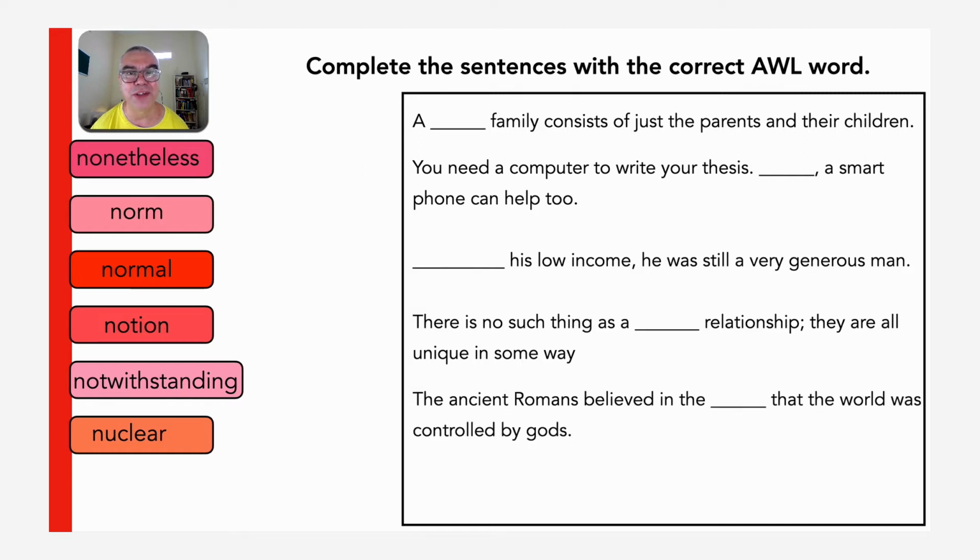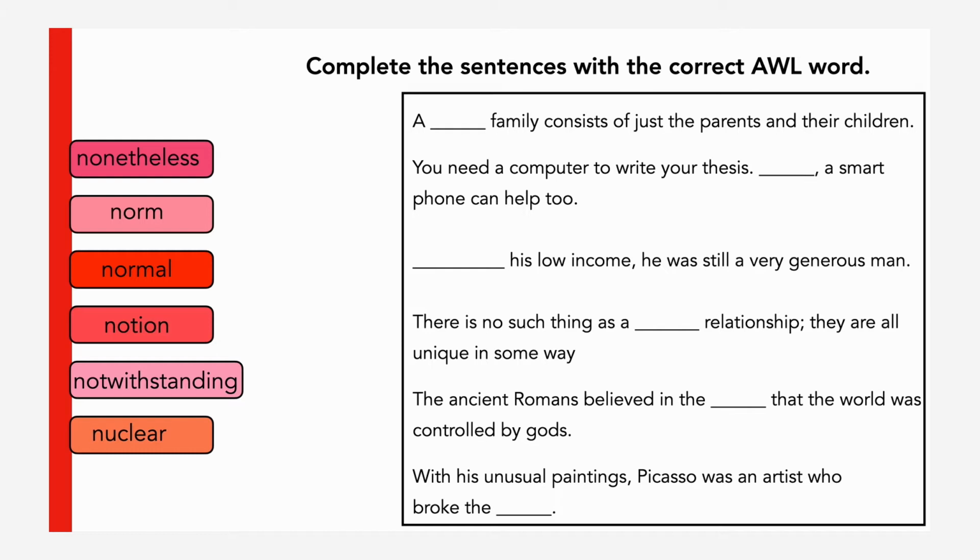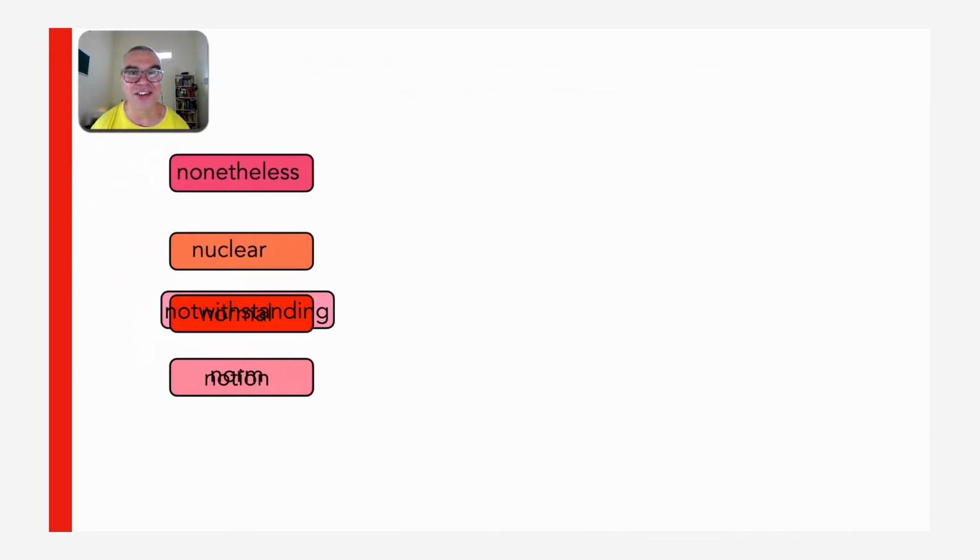The ancient Romans believed in the blank that the world was controlled by gods. And the last one, with his unusual paintings, Picasso was an artist who broke the blank. All right, see if you can fill in the spaces. Next up, we have the answers. Did you get those answers?